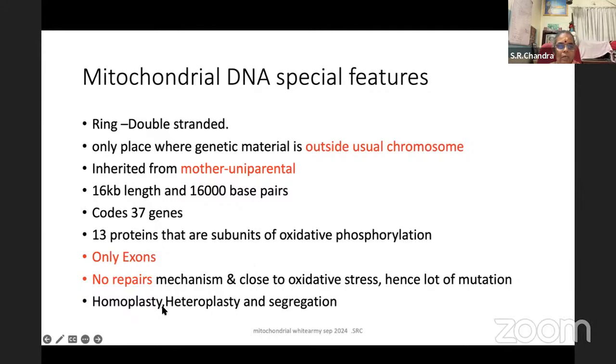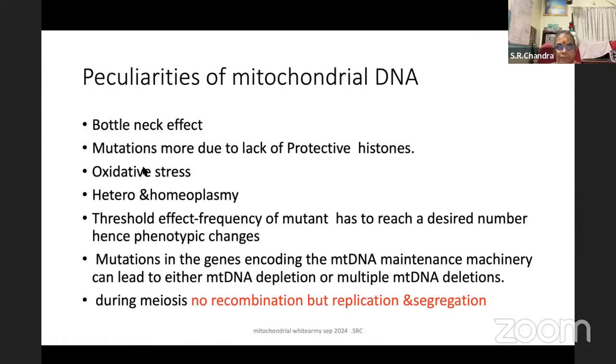In homoplasmy, they will be normal or totally abnormal, and they may not be compatible with life. In heteroplasmy, the varying degrees of abnormal mitochondria decide the phenotype, and segregation to one group of diseases results in the classical phenotype. That is the bottleneck effect. Mutations are more due to lack of protective histones and absence of introns, and there is oxidative stress. As I said, heteroplasmy and homoplasmy result in a spectrum of abnormalities in the children of the same family. And there is the threshold effect: the frequency of mutant has to reach a desired number, hence the phenotype changes. So depending on the number of mutant mitochondria, the phenotype will be different.